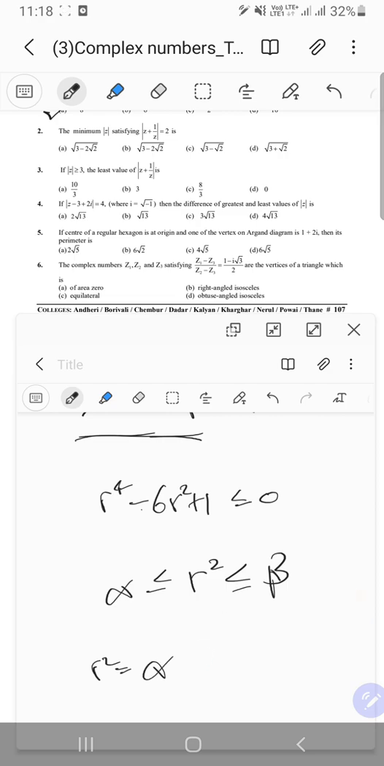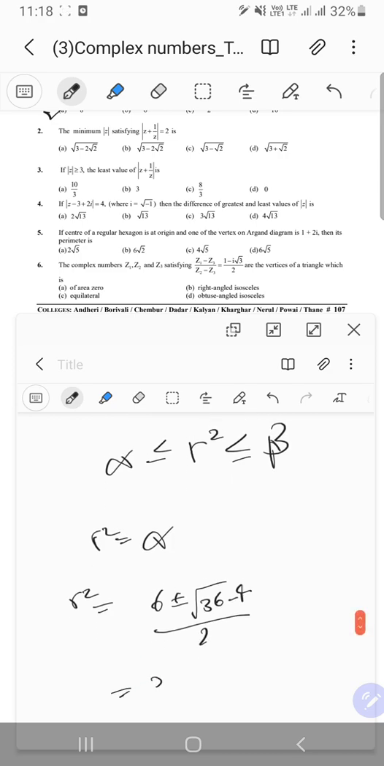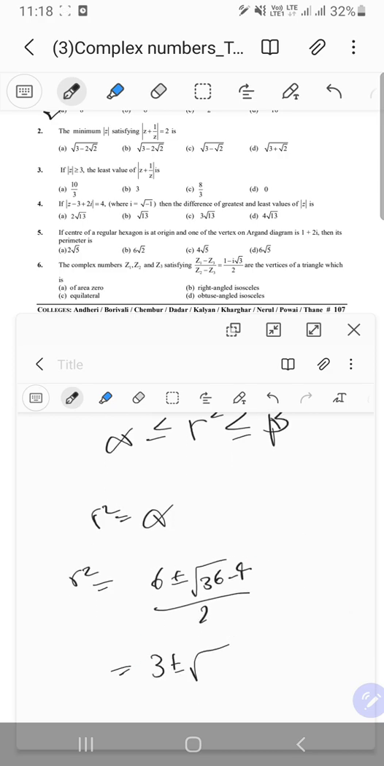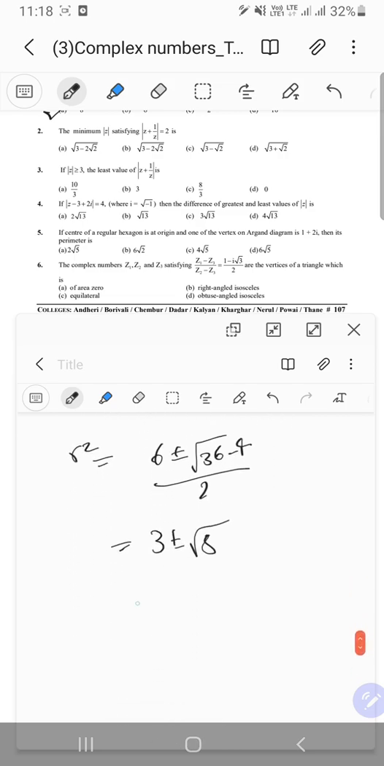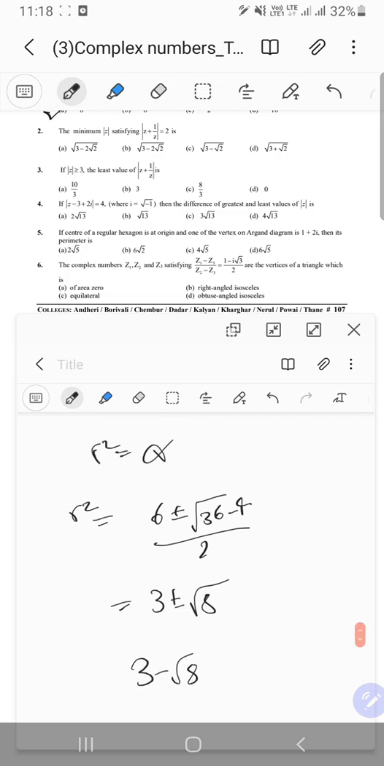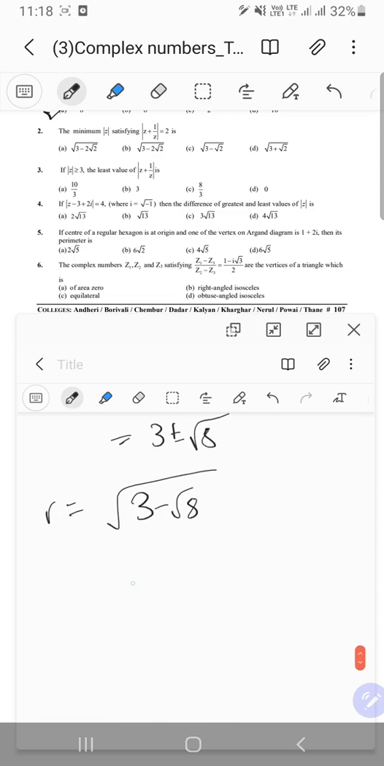Right? So r squared equals minus b plus minus square root of b squared, which is 36, minus 4ac upon 2a. Which is 3 plus minus square root of 9 minus 1, which is 8. So the smaller one is 3 minus square root of 8. This is the square root of 9, which means it's going to be positive, by the way. So r equal to square root of that will be the smaller one, right? So that means that's going to be the minimum value.